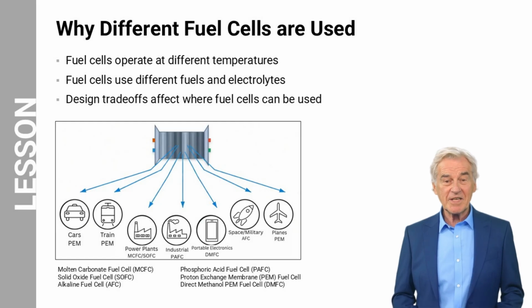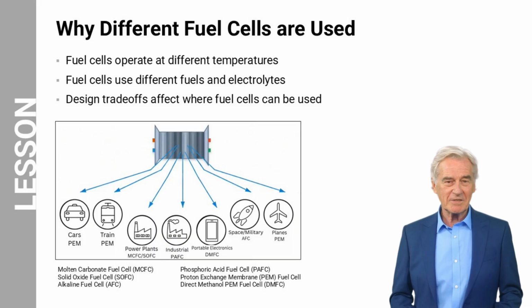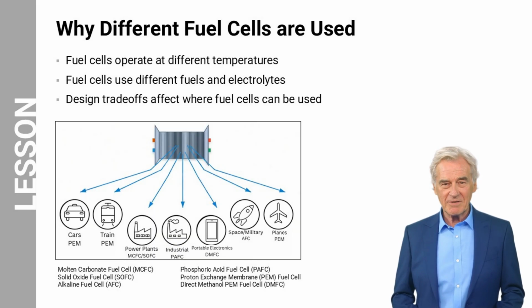Why are different fuel cells used for different applications? The reason is that they are designed to work in different ways. Operating temperature affects both the rate at which a fuel cell can start and the amount of heat it produces. Fuel type and electrolyte design also affect efficiency, durability, and system size. Engineers select a fuel cell based on its intended use and application.